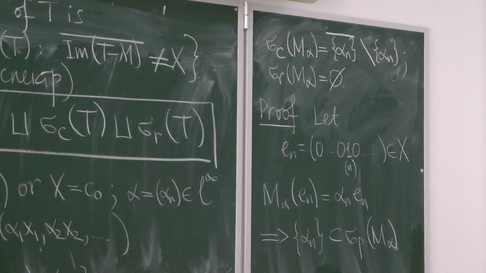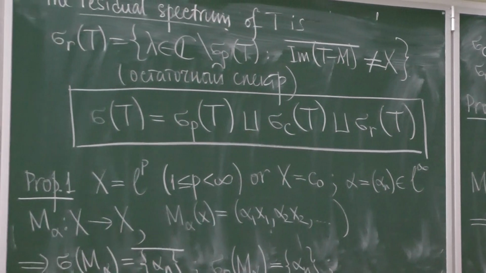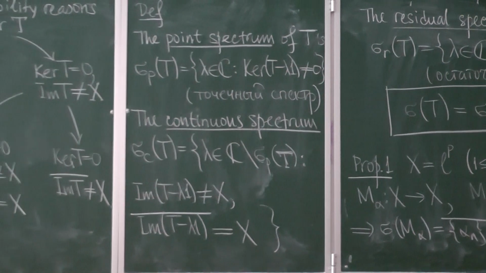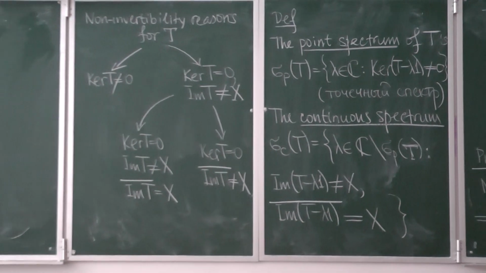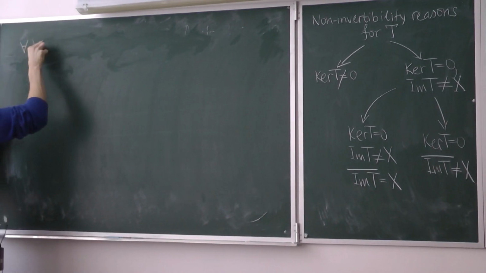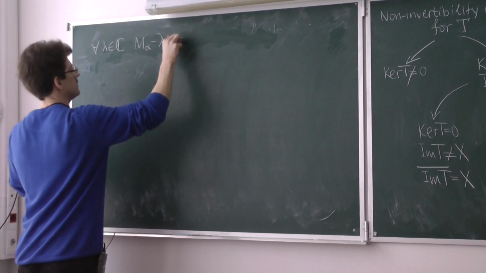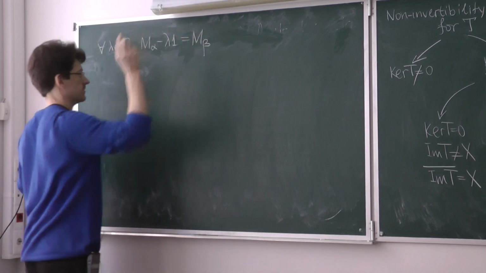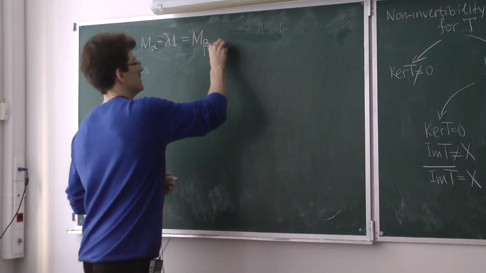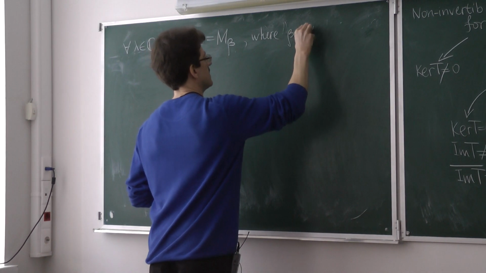Well, also it's rather easy to see that there are no other points in the point spectrum. For convenience, let's observe that for each lambda, the operator M alpha minus lambda is also a diagonal operator. Namely, this is the diagonal operator M beta, where beta n is alpha n minus lambda.